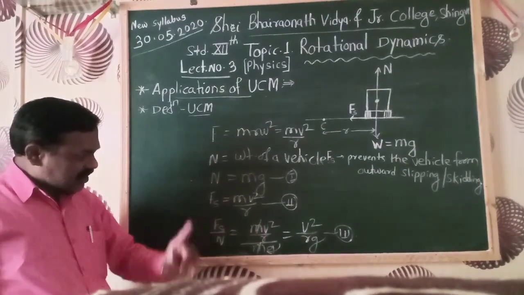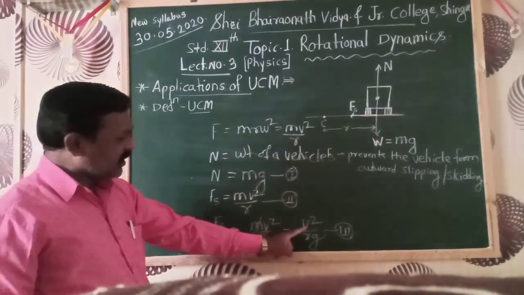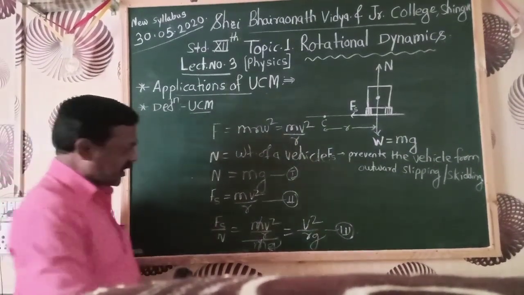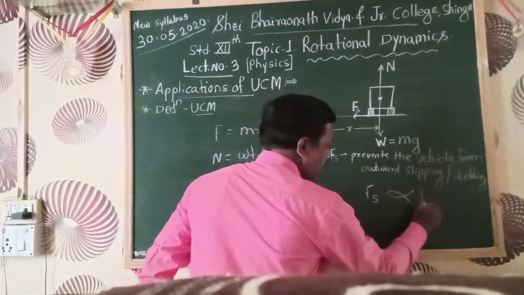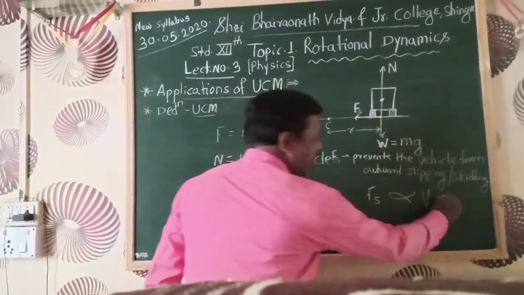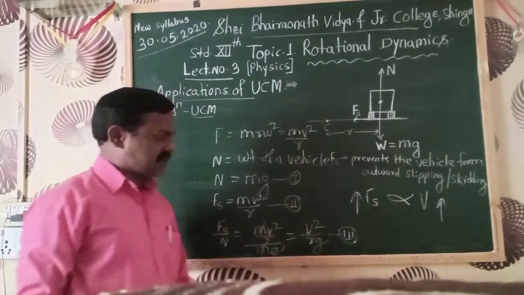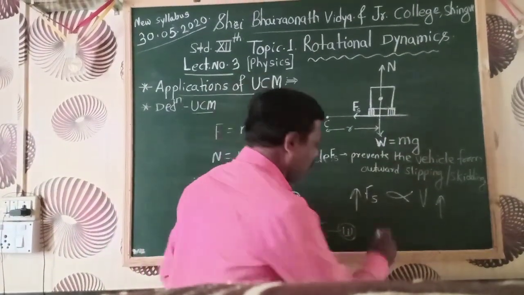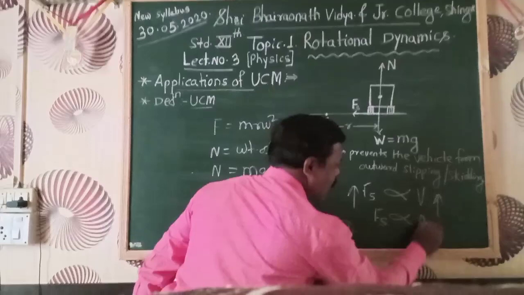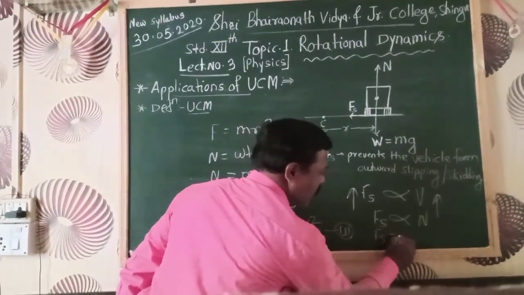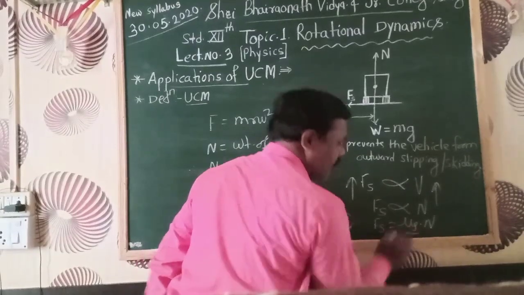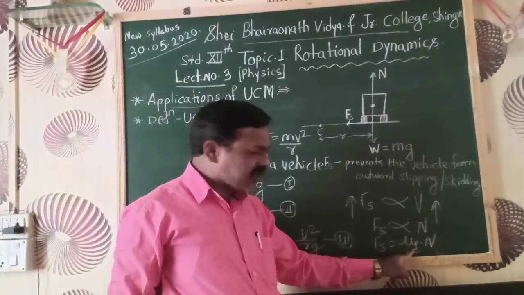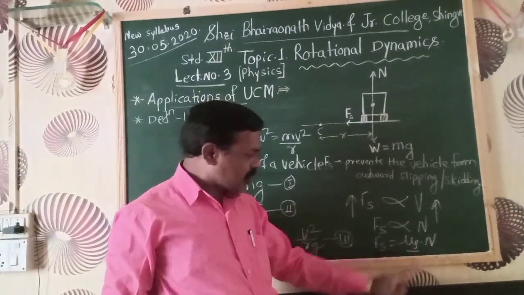Therefore, equation 3 shows that as the speed of the vehicle increases, the static force acting on the body also increases. That means Fs is directly proportional to speed; as v increases, Fs also increases. But here, according to the law of static friction, Fs is directly proportional to the normal reaction, and Fs is equal to mu s N, where mu s is called the coefficient of static friction between the tire and the given road surface.